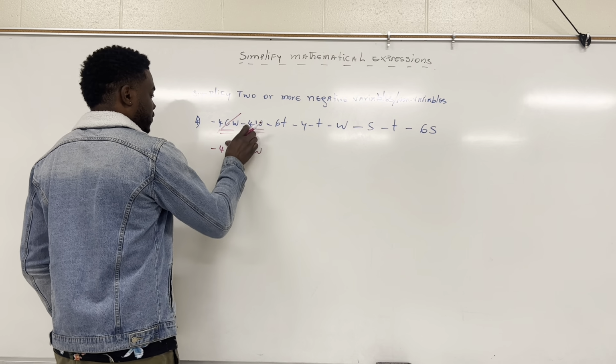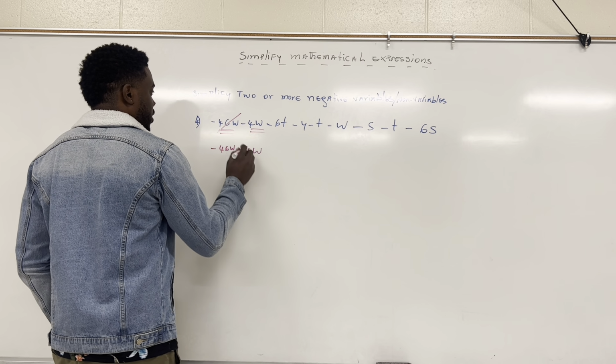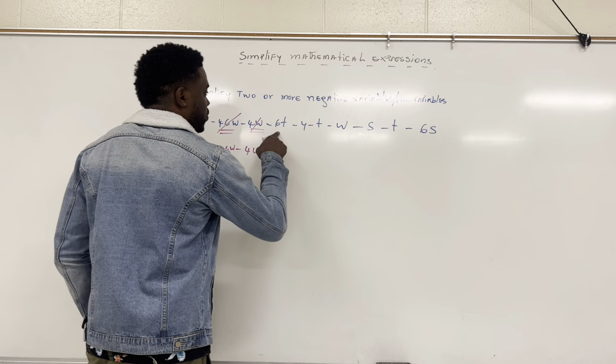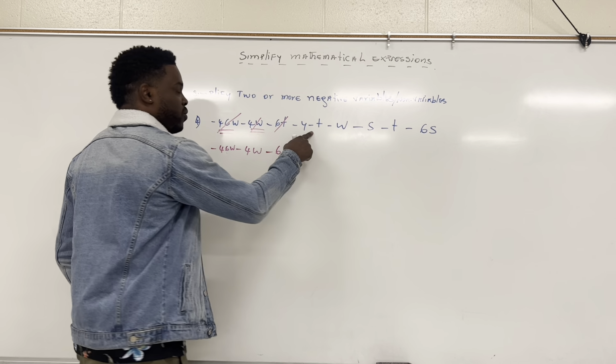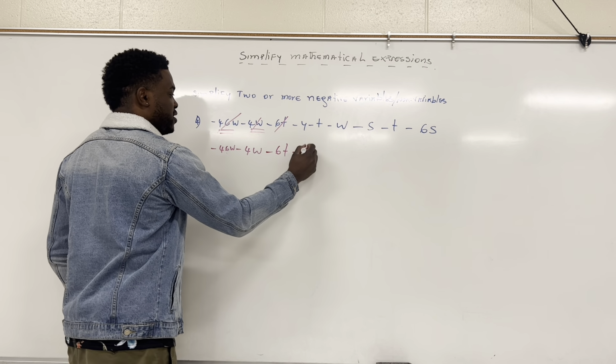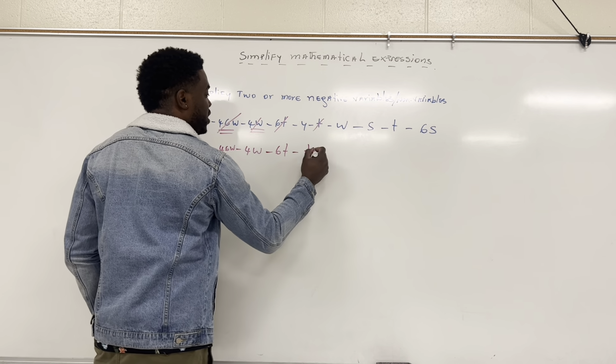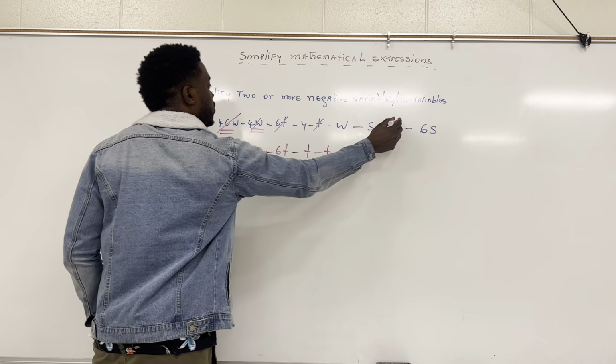I'm sorry, this is negative 46W, right? So we're done with that. And then now let's work with T. So we have negative 6T, right? And then we have negative T. So we're done with that. And we have another negative T over here, right? And then we're also done with that.